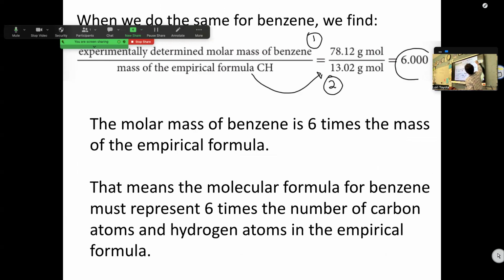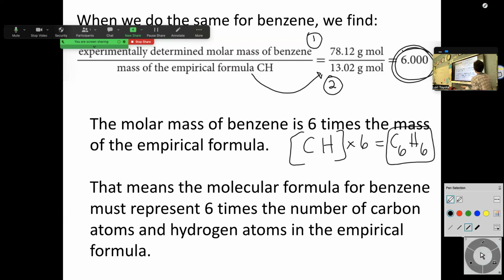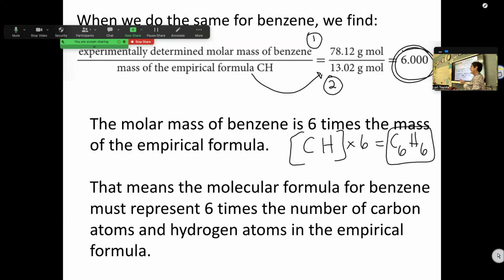That ratio tells us that we need to scale up by 6. So CH times 6 is C6H6. Does that make sense, that if we had this and we scaled down by a factor of 6, we would scale up by a factor of 6?